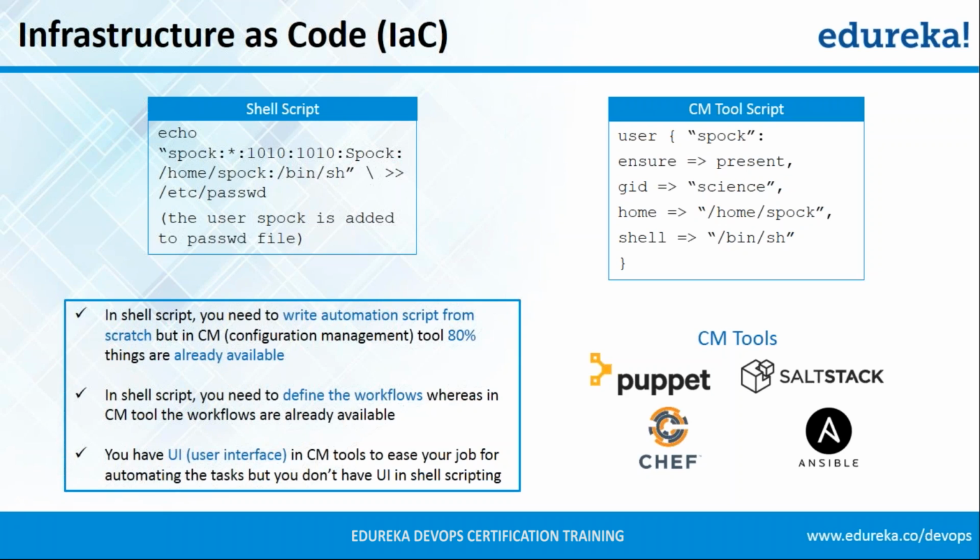The third difference is that shell script does not have a user interface, whereas CM tool script provides you with a user interface.